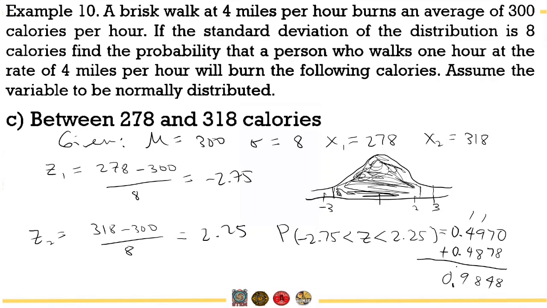So the probability that a person who walks 4 miles per hour will burn between 278 and 318 calories is 98.48%. So that is a very high probability.